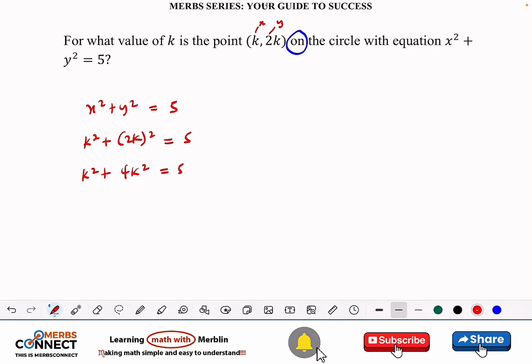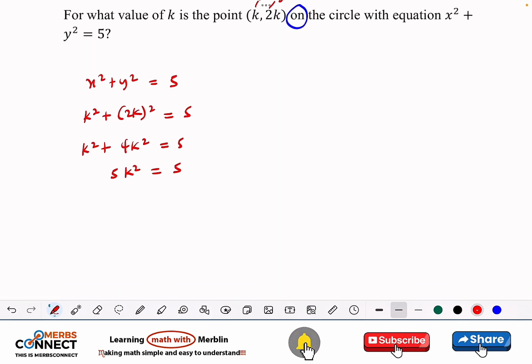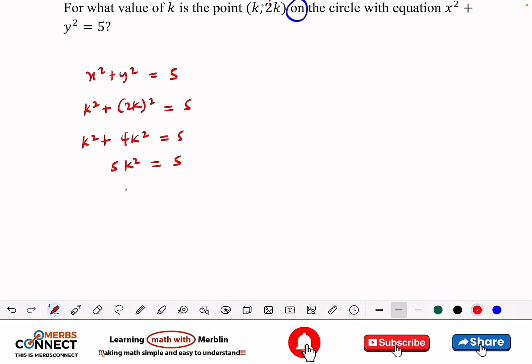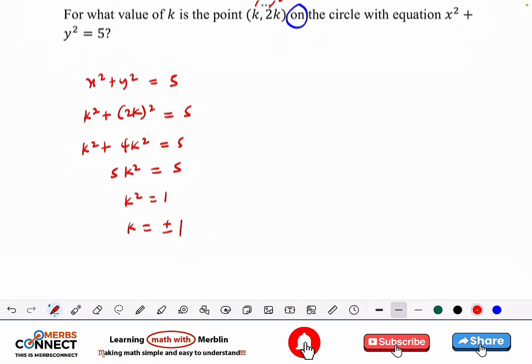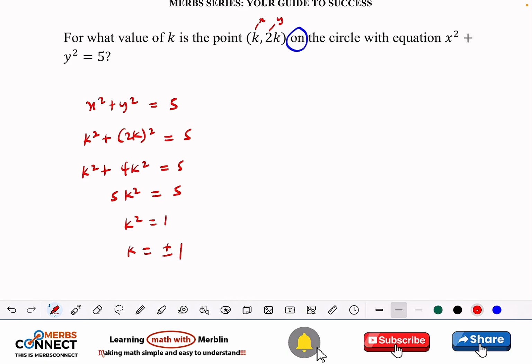And this is going to give me 5k squared is equal to 5. Divide through by 5 and k squared will be equal to 1. And your k is going to be plus or minus 1 when you take the square root. So the point on the circle is going to be, if I'm using k and 2k, if k is equal to 1, I'm going to have the point to be 1 and 2.